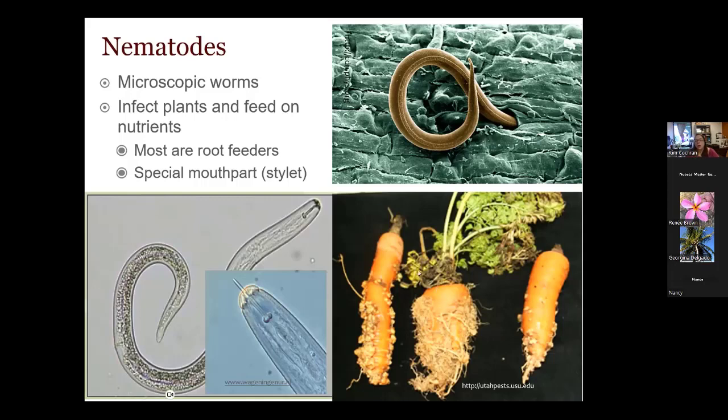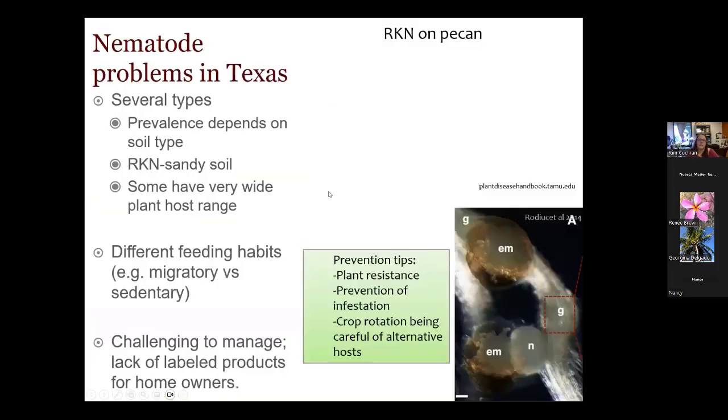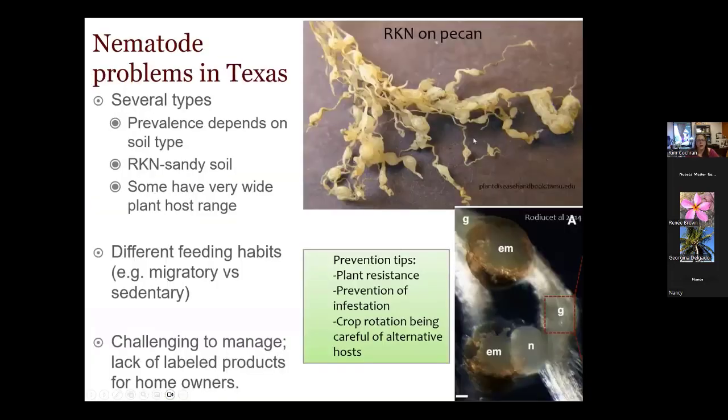So one of the most well-known nematodes is root knot nematode, which you can see here on this carrot and here on pecan. And there are several types of nematodes here in Texas that can cause problems on plants. Your prevalence depends on your soil type. Some nematodes really like it sandy, some really like clay-heavy soil. Some species have a really wide host range, some are very specific. So they're just highly varied.